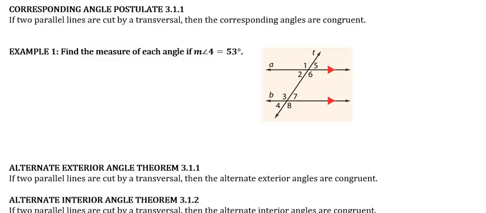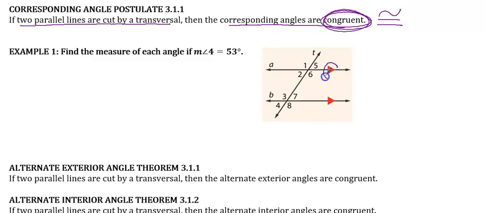3.1.1. Okay, so this says if 2 parallel lines are cut by a transversal, then the corresponding angles are congruent. This is huge. So our corresponding angle postulate: if 2 parallel lines are cut by a transversal, corresponding angles are congruent. We're going to have a lot of these with parallel lines, a lot of really awesome rules.